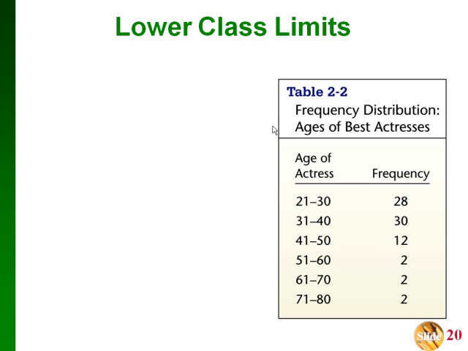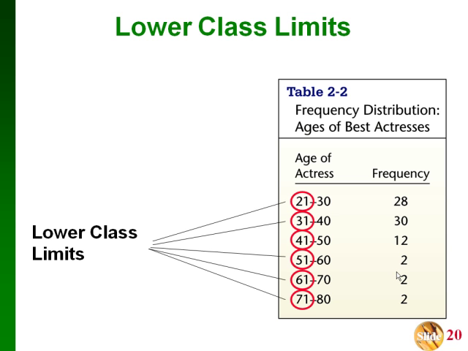When we talk about frequency distribution, there are several terms that you're going to need to know. So the first one of these is the lower class limits. When we look at a frequency distribution such as this one, for the ages of best actresses, the lower class limits are going to be the bottom numbers that define each class. So all of those numbers circled in red are the lower class limits for each different class.